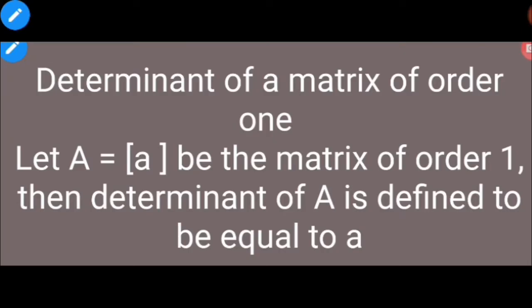Now we are going to find the determinant of a square matrix of order 1. Let A equal to the matrix [a] be a matrix of order 1. Then the determinant of A is defined to be equal to a.